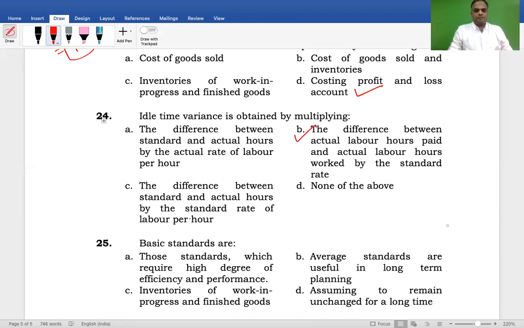Basic standards are: A, those standards which require a high degree of efficiency in operation. B, average standards useful in long-term planning. C, inventories of WIP and finished goods. D, assumed to remain unchanged for a longer period of time. The answer is D. For a long period of time it won't be changed. That's why it's a basic standard. Kindly refer to the definition.